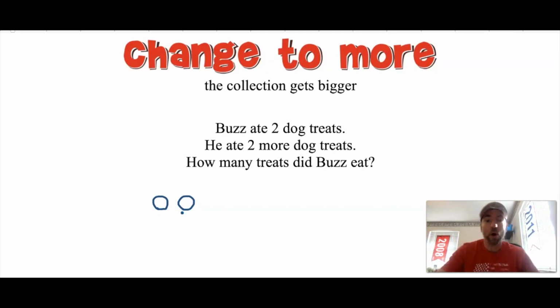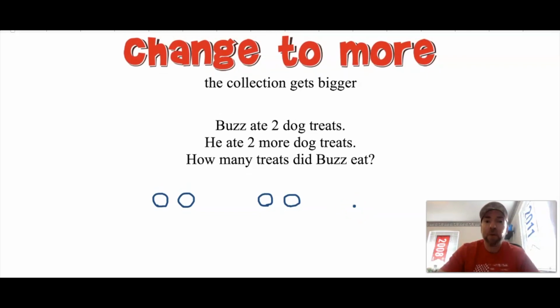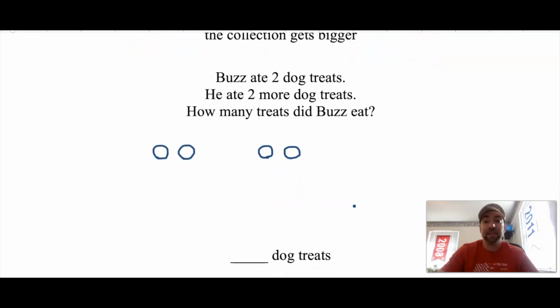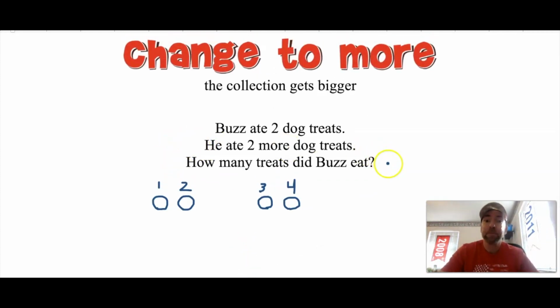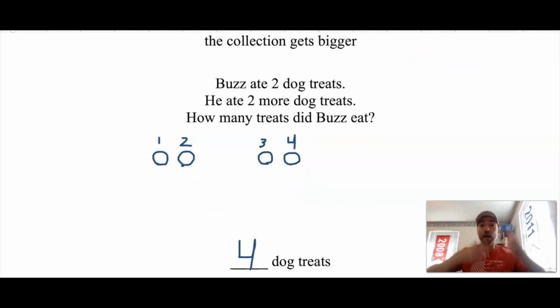He ate 2 more dog treats. Let's draw the 2 more that he's going to eat. So now the question becomes, how many treats did Buzz eat? Well, let's count. 1, 2, 3, 4. Buzz ate 4 dog treats. This is called change to more. We started with the number 2, and then we added on to our collection, and our answer got bigger.